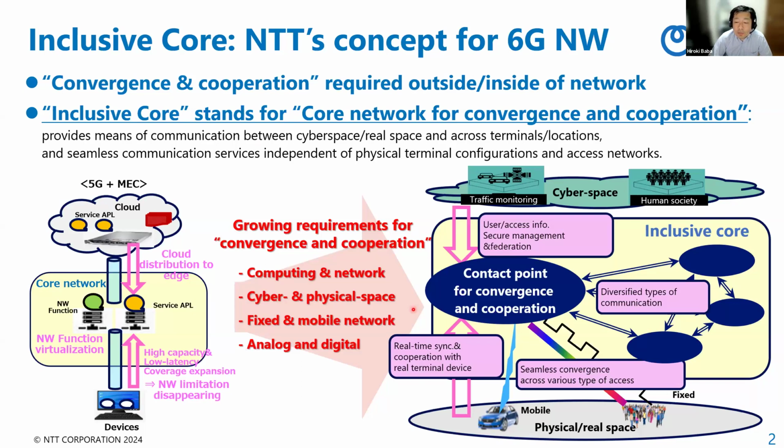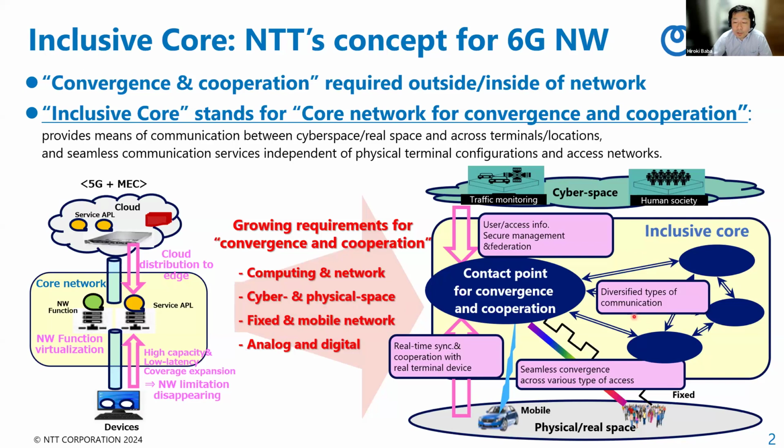We are seeing that when we go forward to 6G, the network should be the platform to realize various convergence and cooperation, not only inside the network, but also outside the network. Maybe convergence and cooperation are somewhat unclear, but the typical example is computing and network convergence. Also, cyberspace and physical space should be converged in the network for cyber physical systems. And as you all may know, fixed network and mobile network should be converged. In addition, analog communication would be happening in the future, so it can also be converged and cooperated with digital communication. That's the high-level concept of the Inclusive Core.